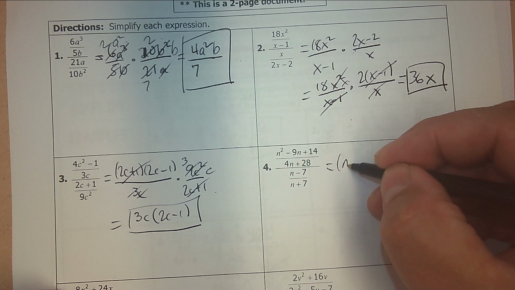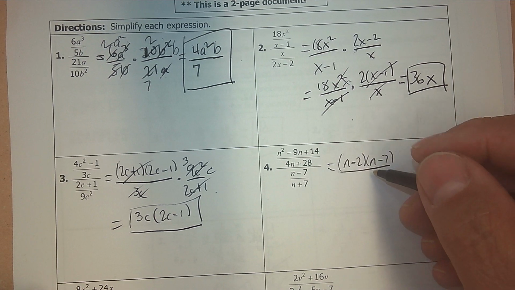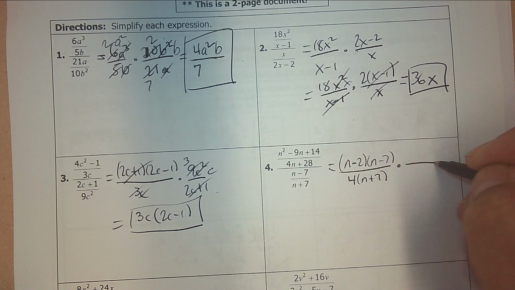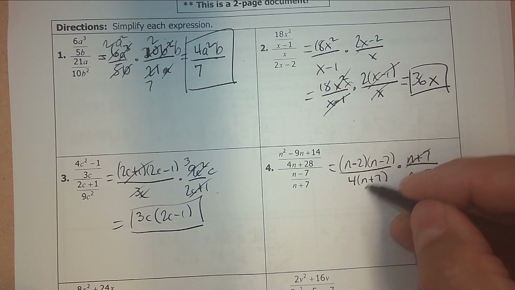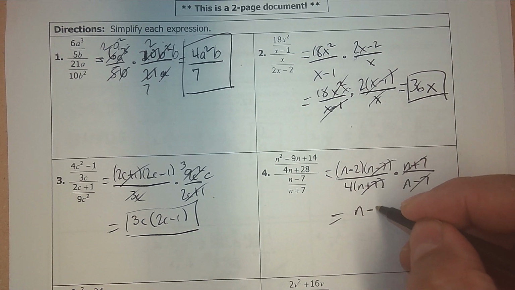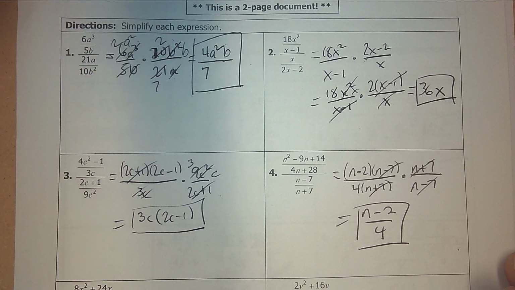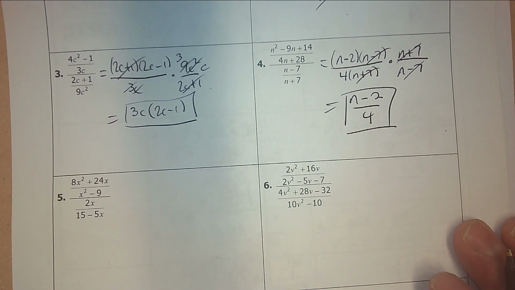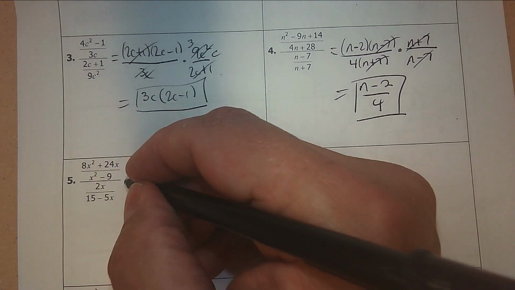Number 4, factor. So we have n subtract 2, n subtract 7, 4, n plus 7, so factor what you can, do the reciprocal, and then match. So n plus 7 and n subtract 7. That leaves me with n subtract 2 over 4. Again, the best way to do the homework is for you to practice first and then play the video. Or have me start it, and then once you feel you're confident, you can actually then finish the question.